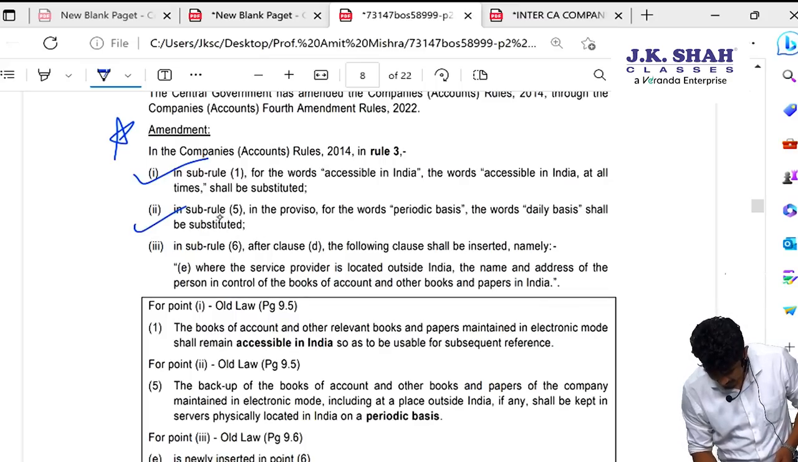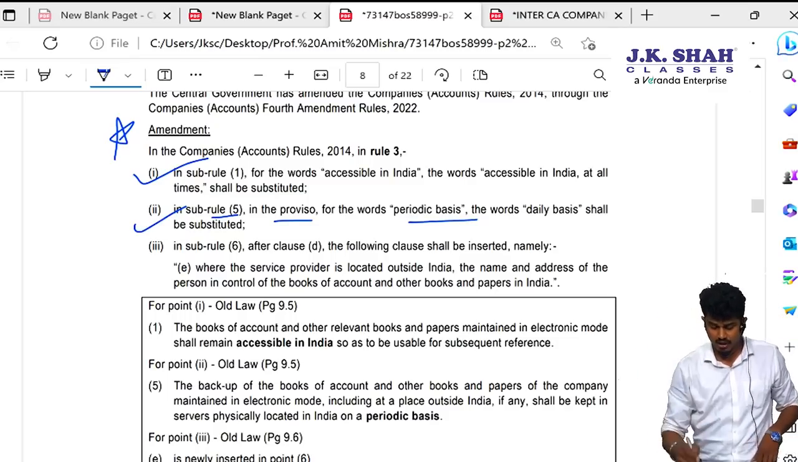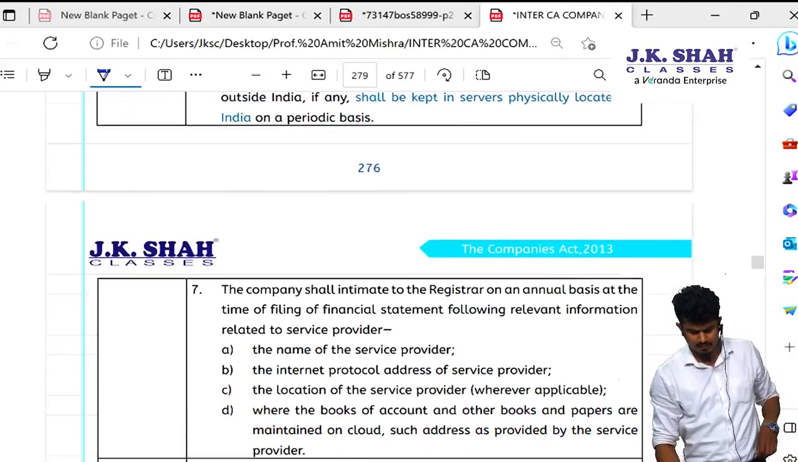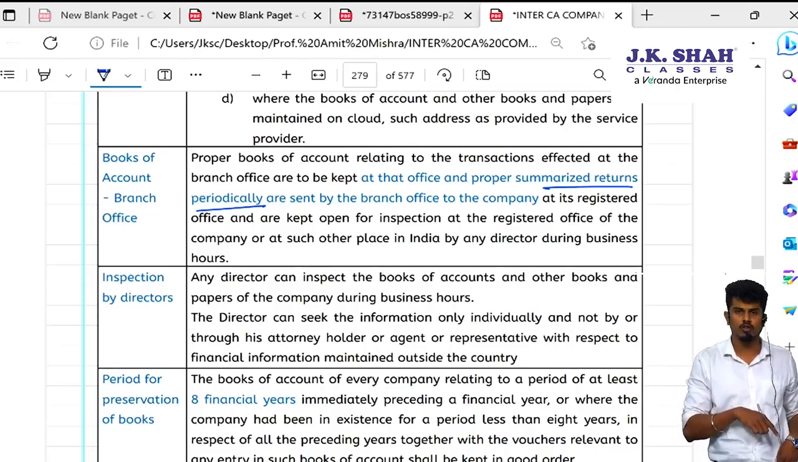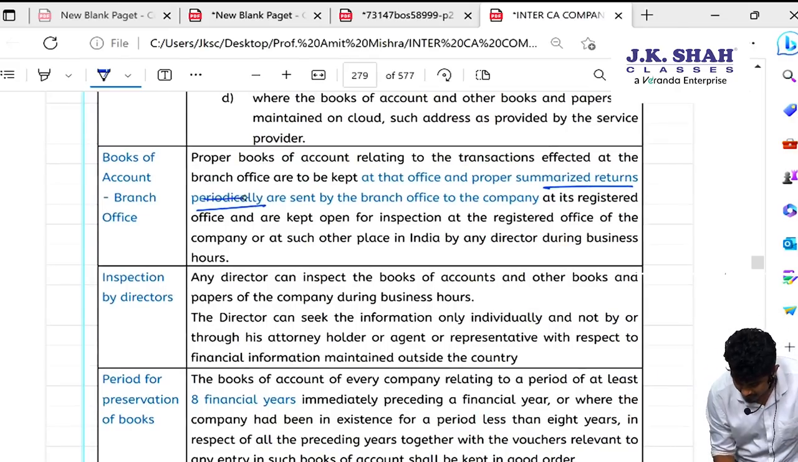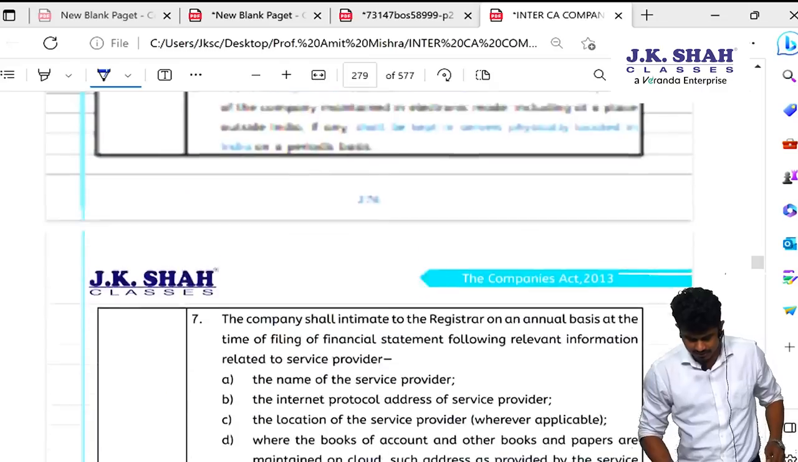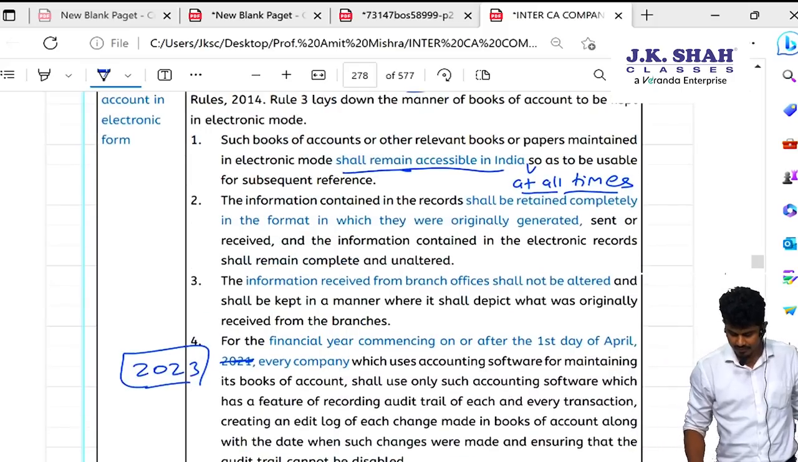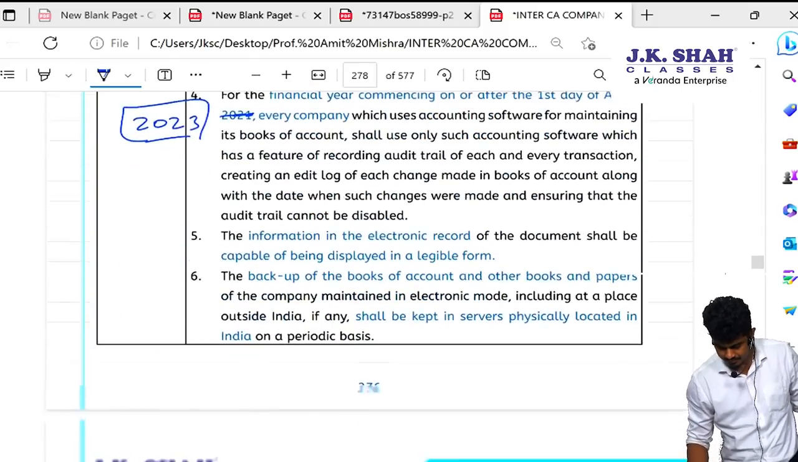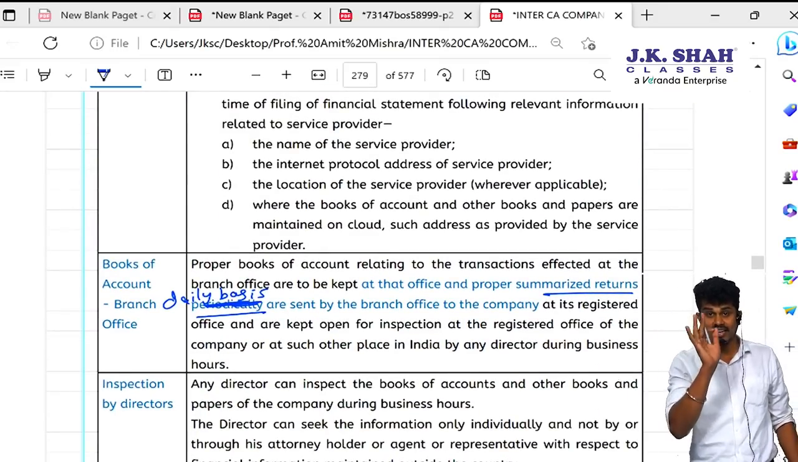Second, in sub-rule 5, in the proviso, the words periodic basis shall be substituted with daily basis. Now, as you know, if a company is maintaining books of accounts of a branch office outside India, summarized returns should be periodically sent from the branch office to the head office. So this periodical basis has now been amended to daily basis. Simple. So first, they changed the date over here. It is now 2023. Second, they added the words at all times. Next, the details from the branch office should be given to the head office on a daily basis.